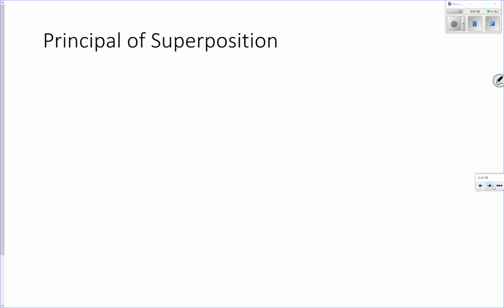All right, so the principle of superposition is that you can take a structure that is subjected to several different loadings, solve for the different loadings, and then add together the resulting reaction forces and displacements.